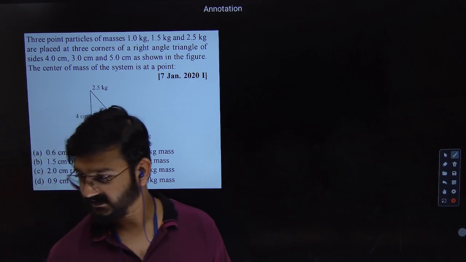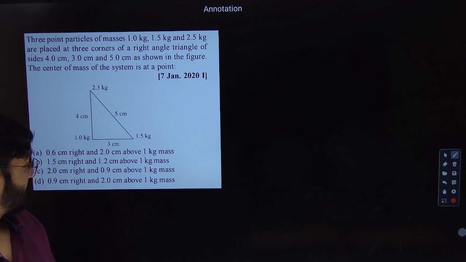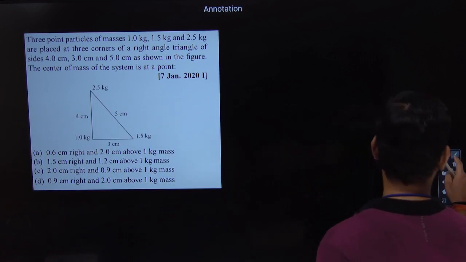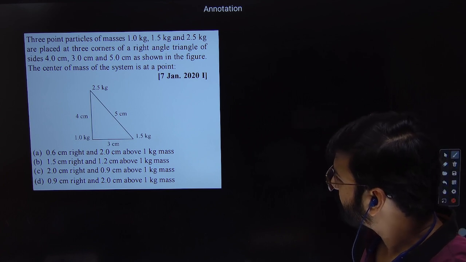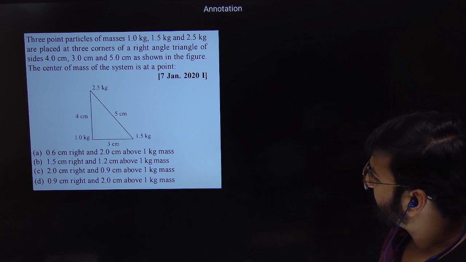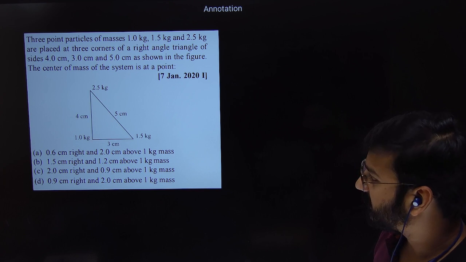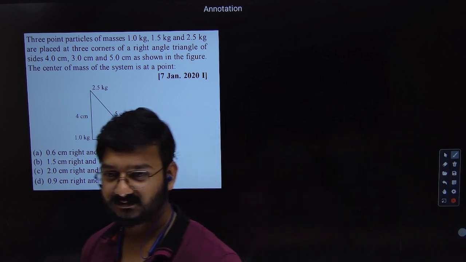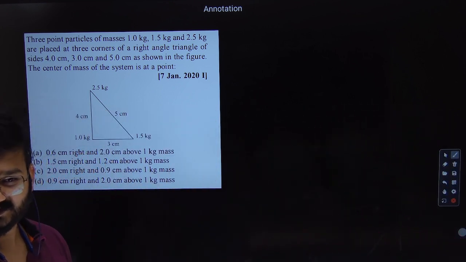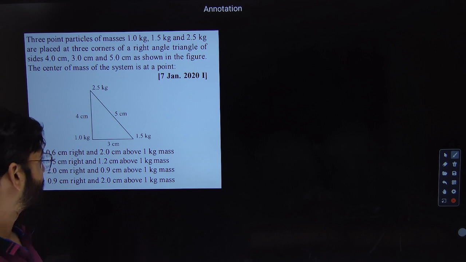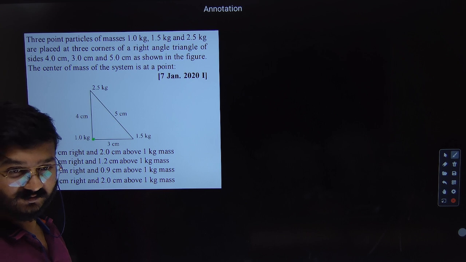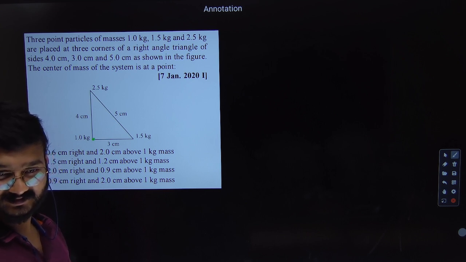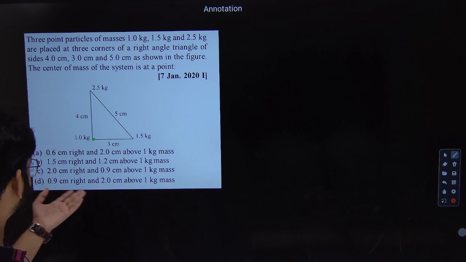Which option, A, B, C, D? Yes, D. D, okay. The X coordinate, what I remember is 0.9. Yeah, it should be D, correct. You guys got the X coordinate? 0.9. For the Y coordinate, we don't have to do the calculation. Did you guys do the calculation for the Y coordinate? So only one option is there with that.